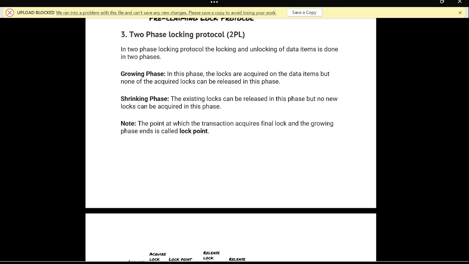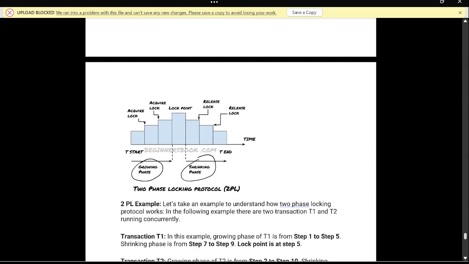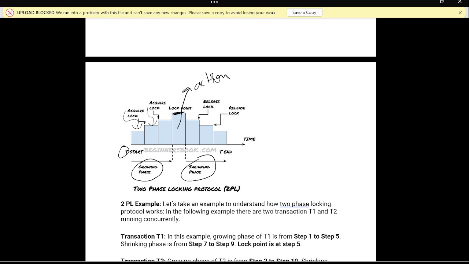So if you see here, T1 started, the transaction started. So we are going to acquire all the locks we need. Here at the lock point, I'm going to do the action. After performing the action, this is the shrinking phase. After finishing my job, I'm going to release the locks. In this way, I'm going to release the locks I have been holding. This is the two-phase locking protocol.